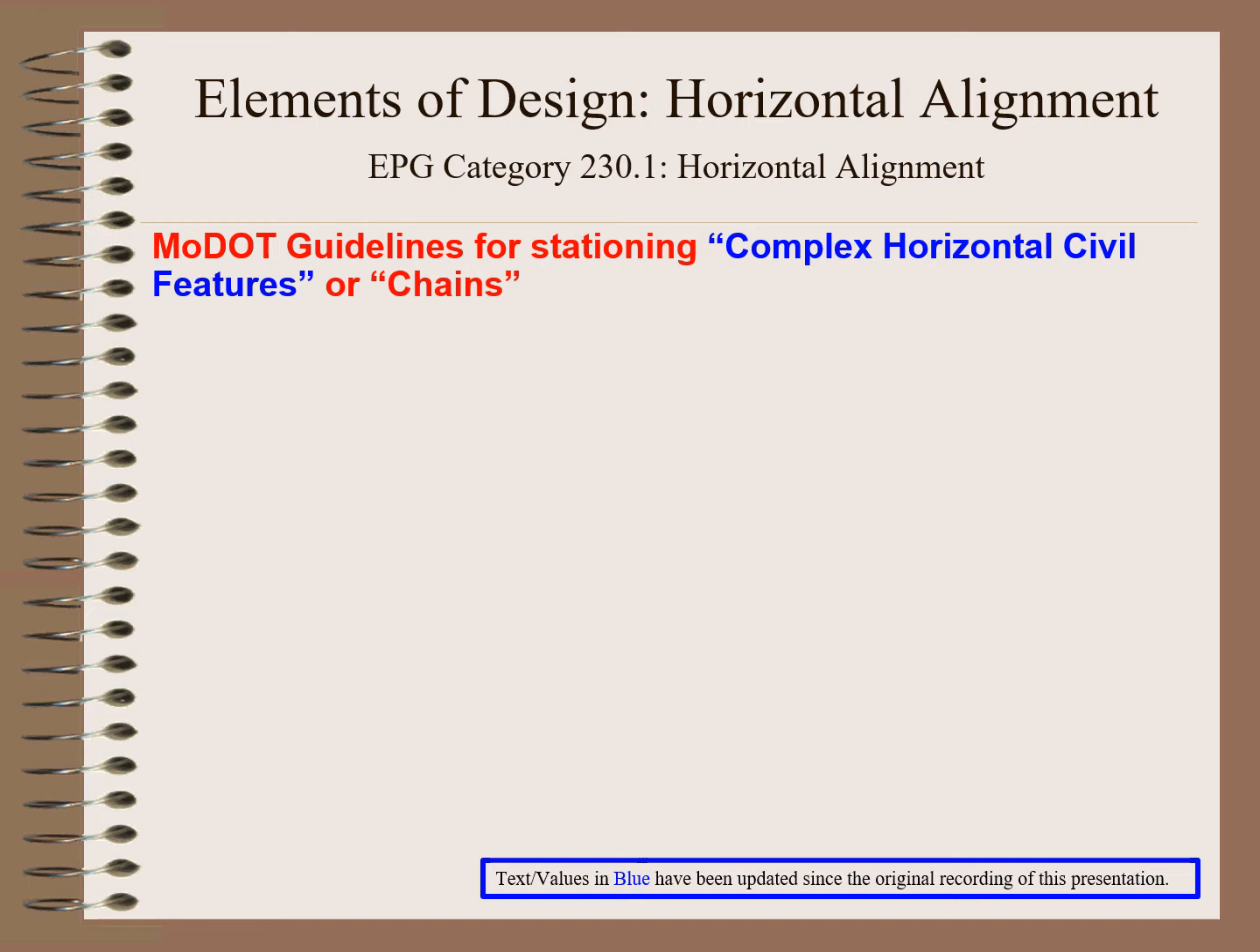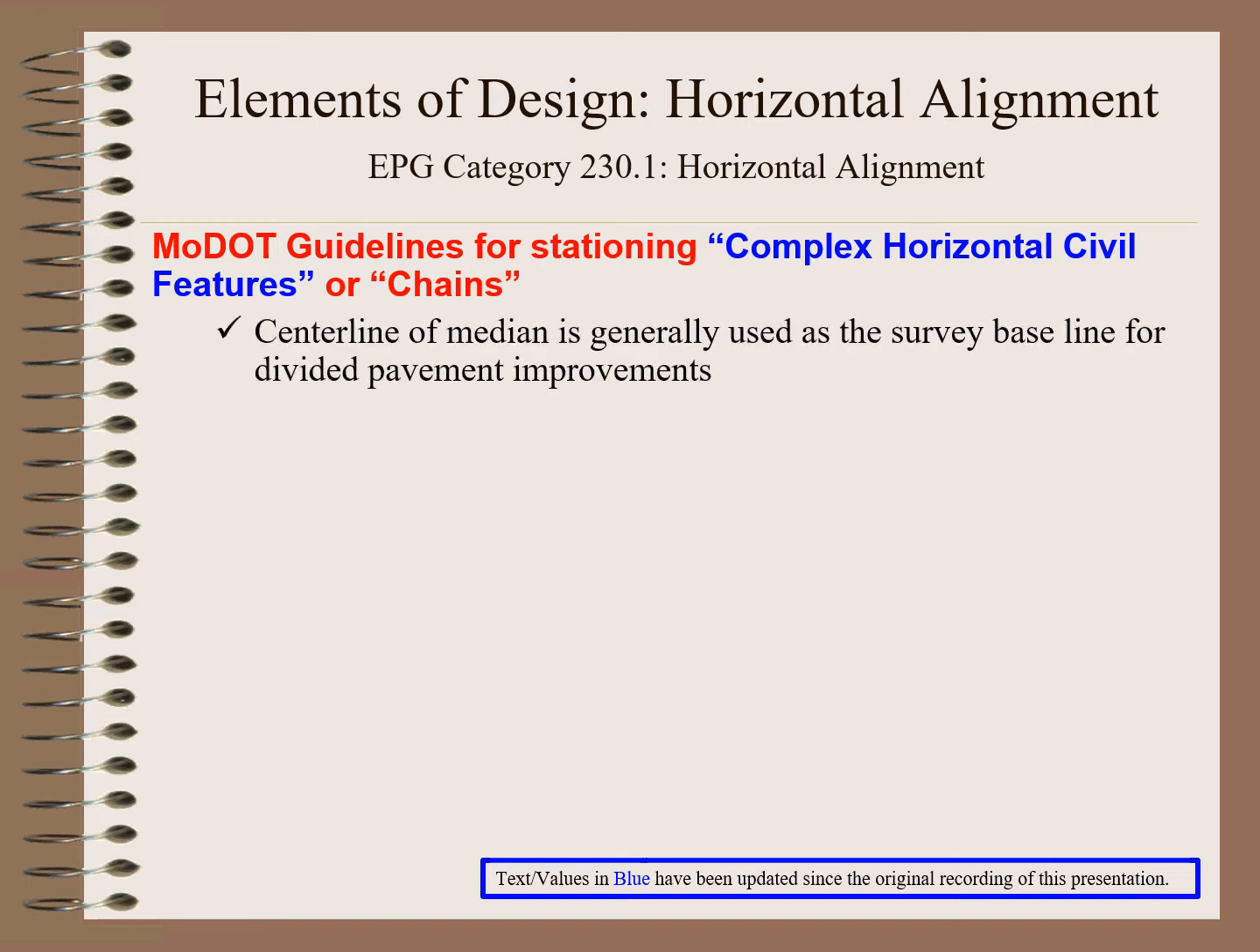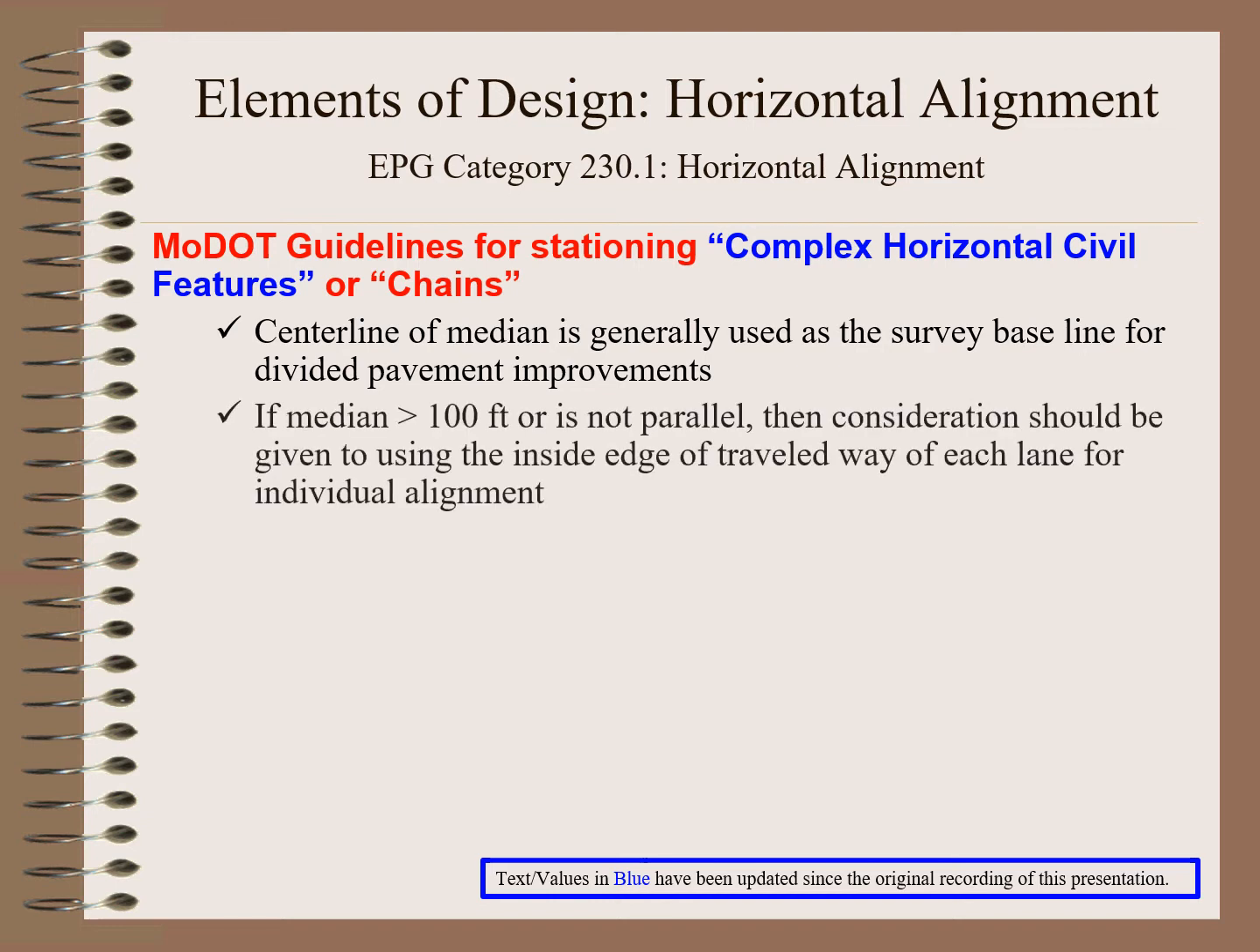The MoDOT guidelines for stationing chains are as follows. The center line of median is generally used as the survey baseline for divided pavement improvements. If the median is greater than 100 feet or is not parallel, then you may consider using the inside edge of the travel way of each lane for individual alignment. So for example, you'll have stationing for the southbound lane and one for the northbound lane.